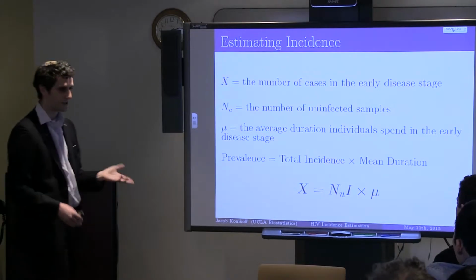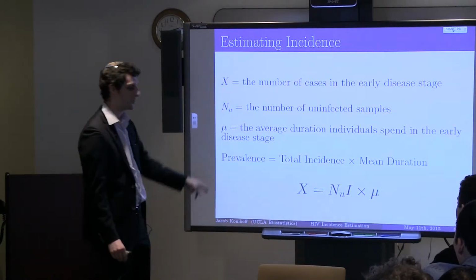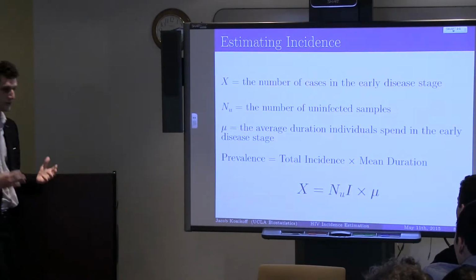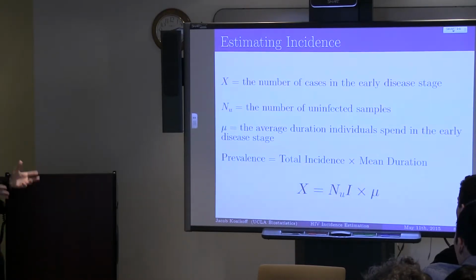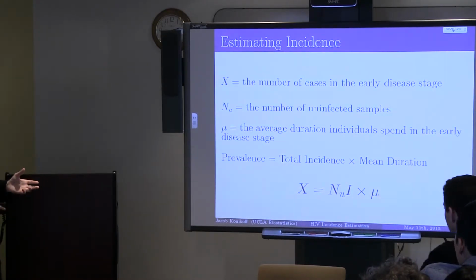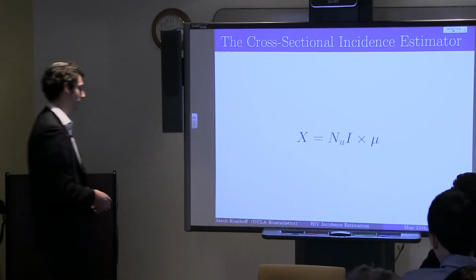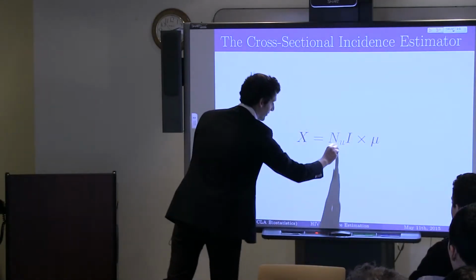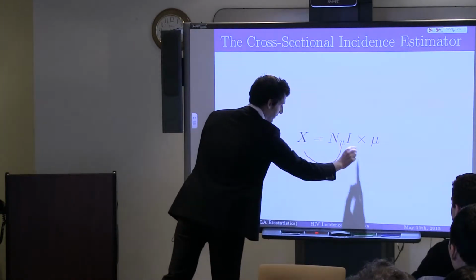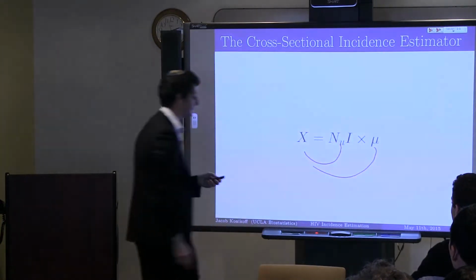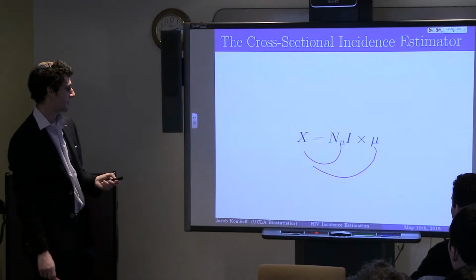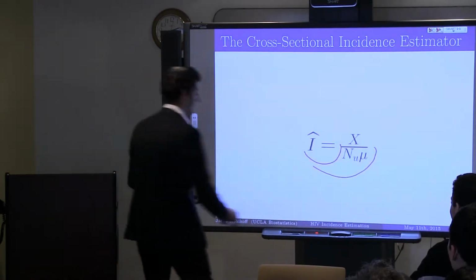We can use this very famous relationship from epidemiology that in a steady state, prevalence is equal to total incidence times mean duration. So if you look at that and you just move that N sub U, let me try to use this. Let's see, if we move those two over, am I going to have to erase that for the next slide? Yeah, not worth it.